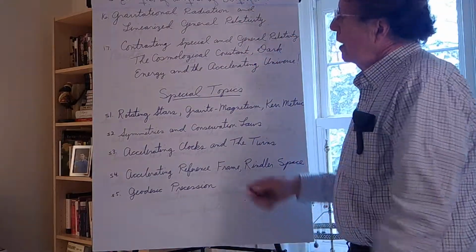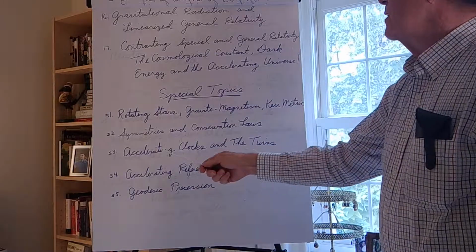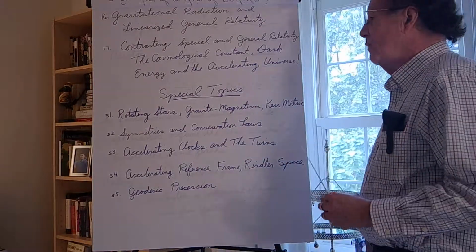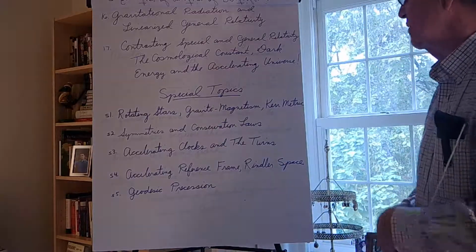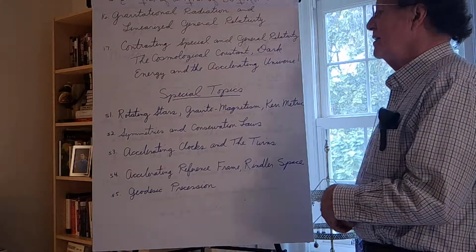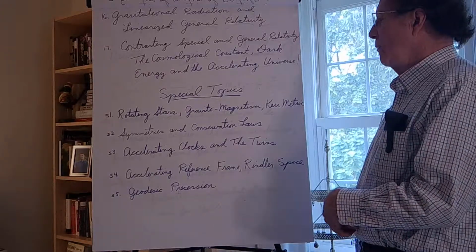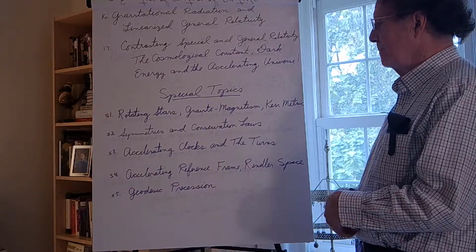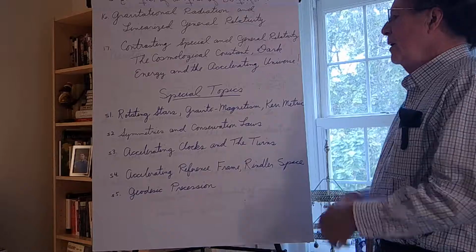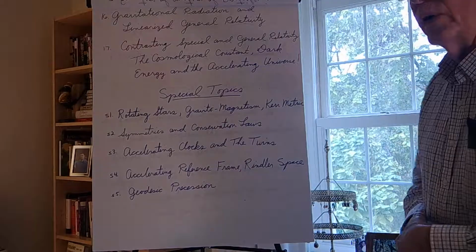Along the way, we want to increase our bag of tricks. We want to understand symmetries and conservation laws. We will have seen this, symmetries and conservation laws, in our discussion of the Schwarzschild metric, and we want to systematize some of that here. Then we'll turn to accelerating clocks and the twins again.